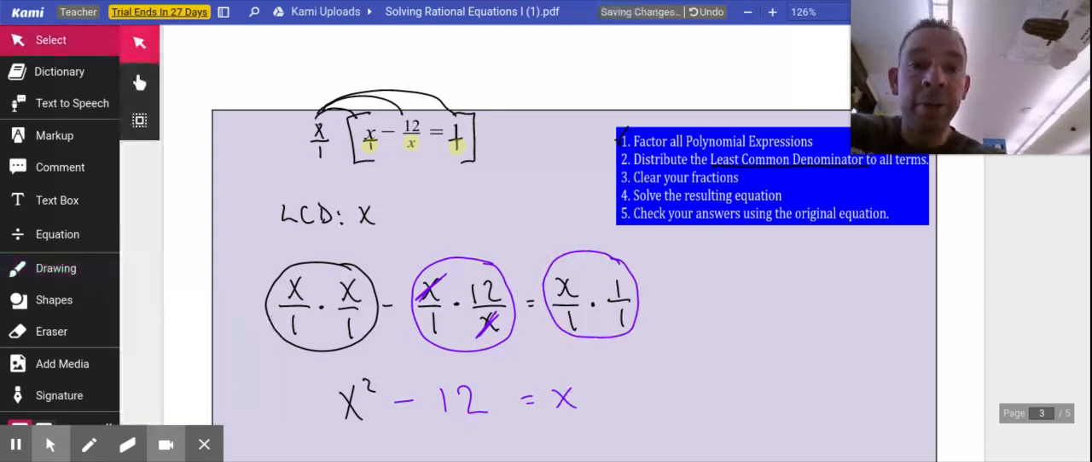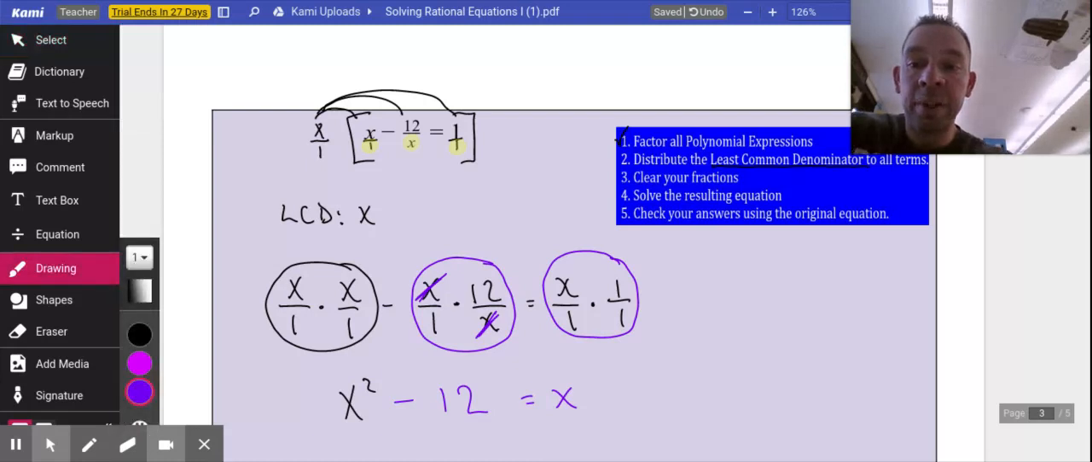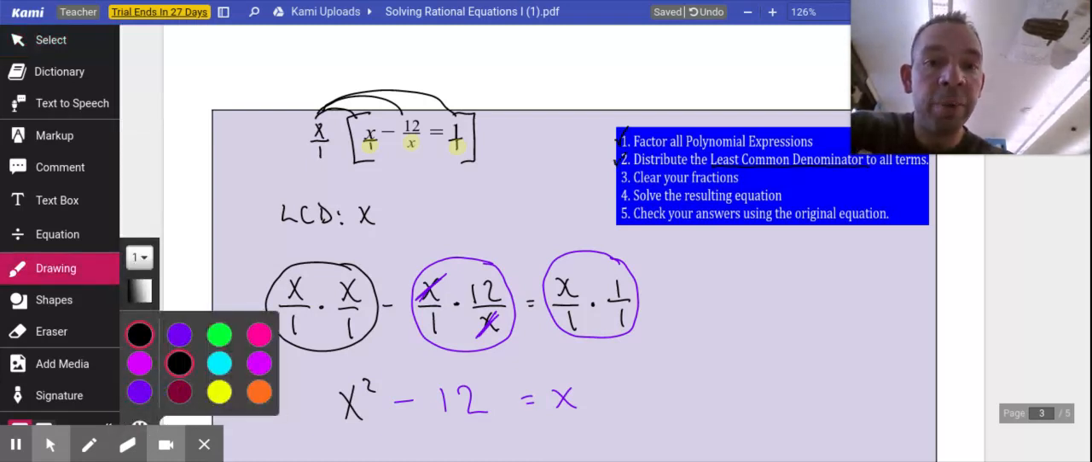We're in a really good place right now. We're in a really good place. So we've distributed, we've cleared our fractions. So now all we got to do is worry about step 4, solving the resulting equation.